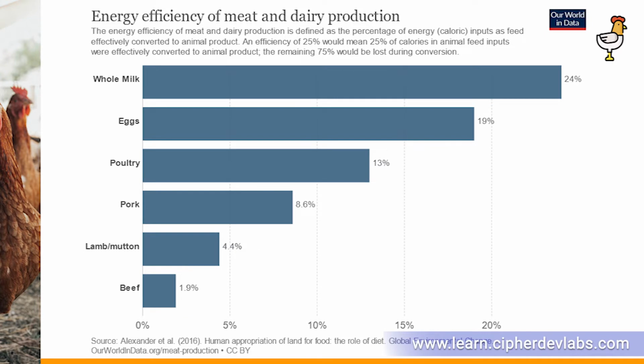Moving on, let's discuss a bit more about the energy efficiency of meat and dairy production. The energy efficiency of meat and dairy production is defined as the percentage of energy inputs as feed effectively converted to animal product. On top we have whole milk with 24%. Next there's eggs with 19%. After that poultry with 13% and pork with 8.6%. Then we have lamb and mutton with 4.4%. And finally we have beef with 1.9%.